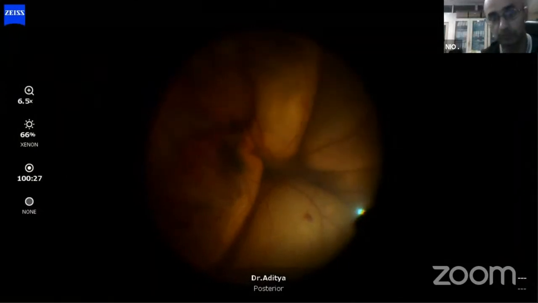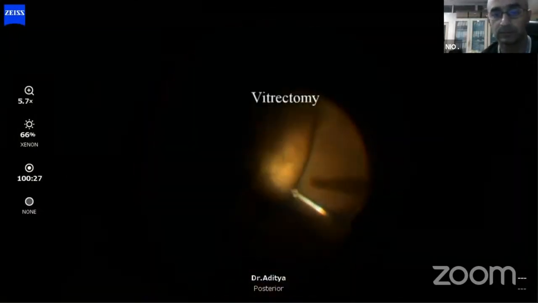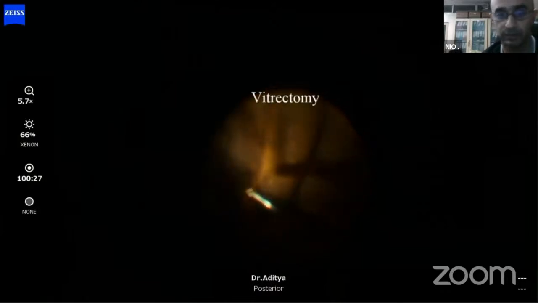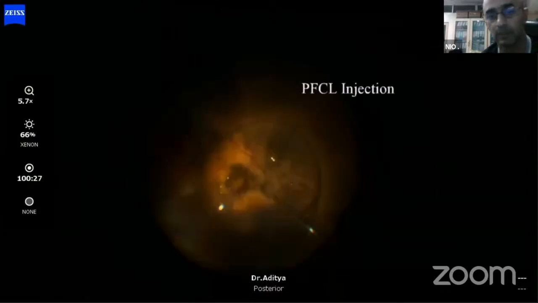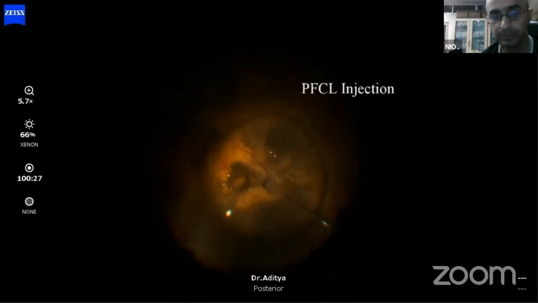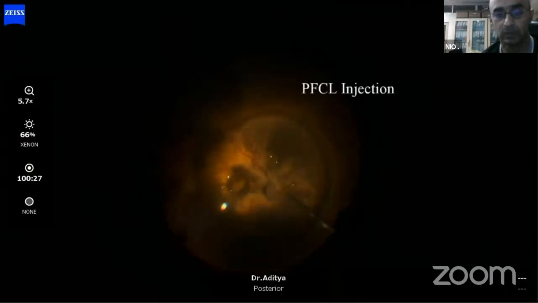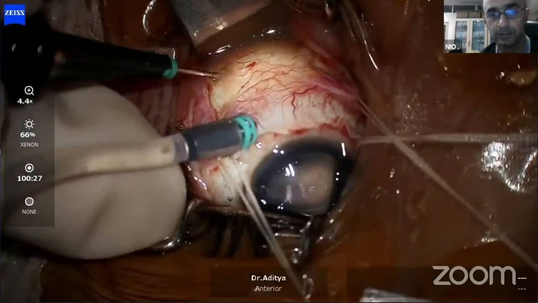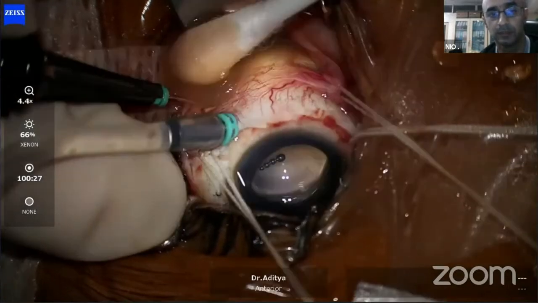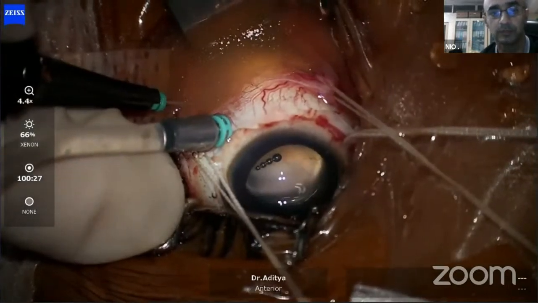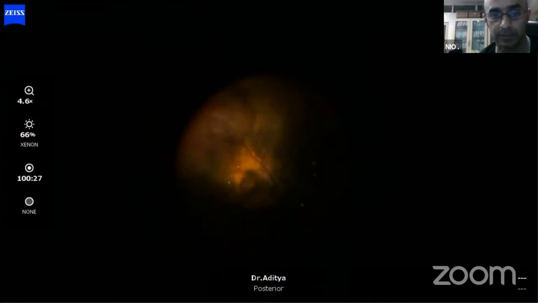So we decided to drain this externally, but first I cleared up a little bit of vitreous. I injected some PFCL so as to increase the intraocular pressure so that the drainage becomes more effective. I use a trocar and allow the drainage to happen. You can see the cholesterol crystals being drained and the retina is getting flattened.